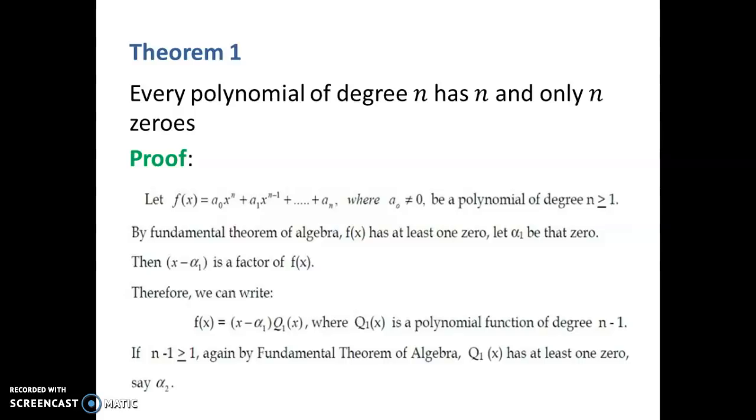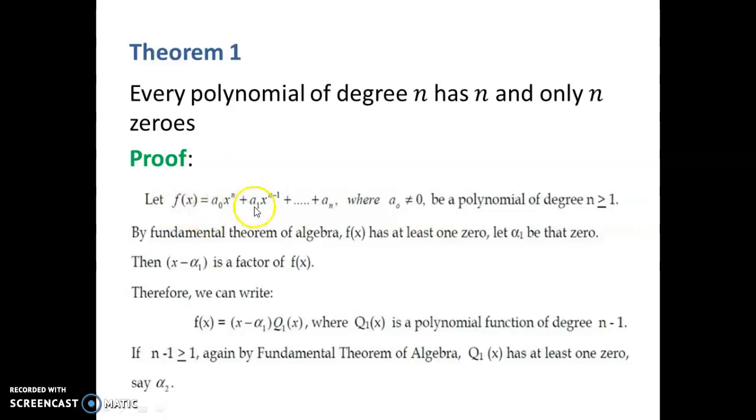So let us explain the first theorem in this regard. The first theorem states that every polynomial of degree n has n and only n zeros. That is, the theorem states that every polynomial of degree n has n zeros and it has only n zeros. The two things we have to prove in this theorem. Now let us discuss the proof of the theorem.